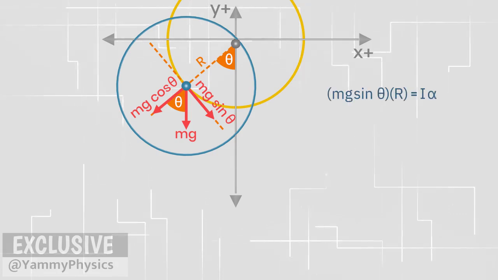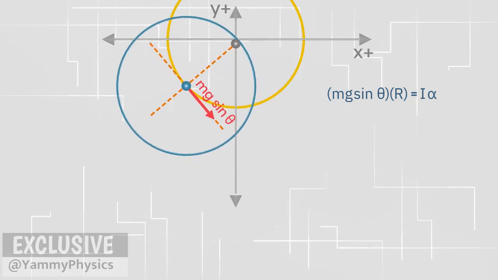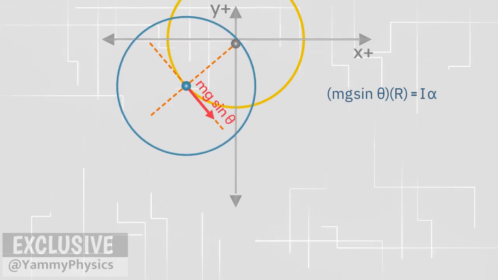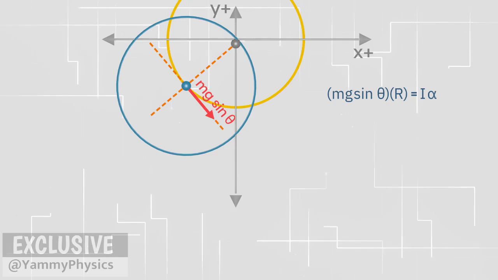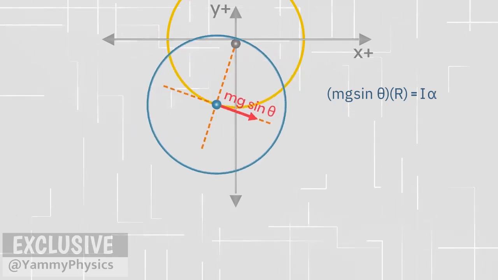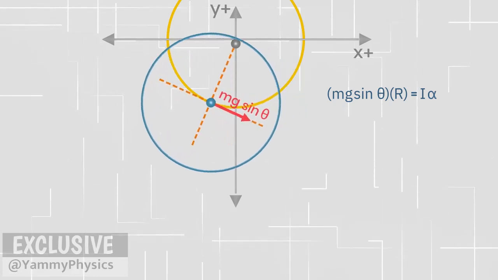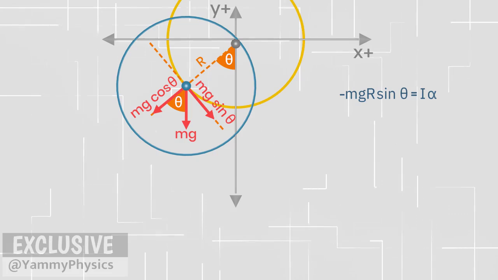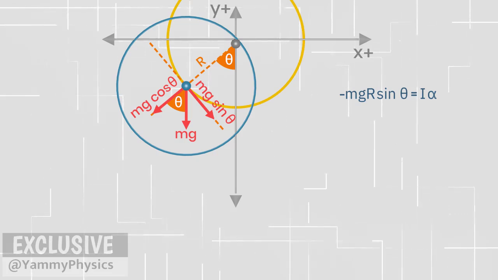It's not quite correct. Notice that when the center of gravity moves to the left, the direction of the force is the opposite. This is known as a restoring force. Without a restoring force, the path of the center of gravity is a complete circle. We need to put a minus sign on the torque. This is the correct equation.